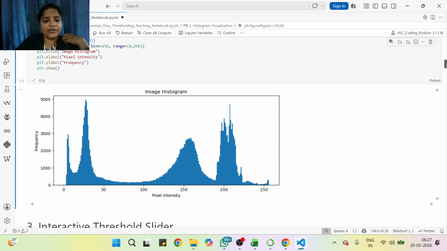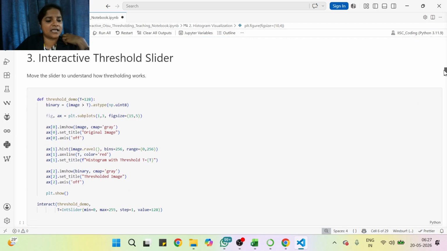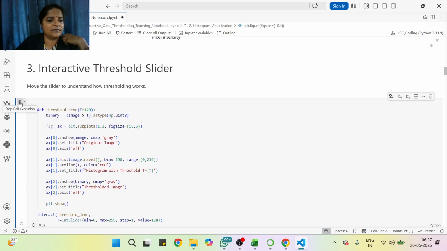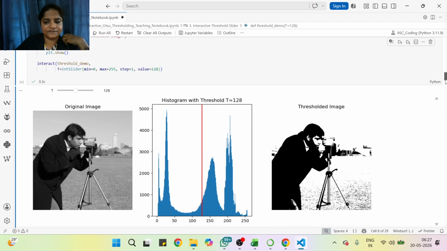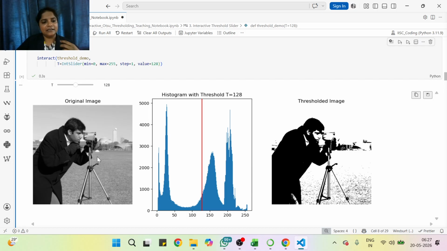So now we are going to see the impact of using the correct threshold. What will happen if I don't use the optimum threshold? I have created an interactive panel here. This is the original image. This is the histogram of the image, and this is the thresholded image that I have obtained after using the threshold of 128. You can see here, I have used the threshold of 128.